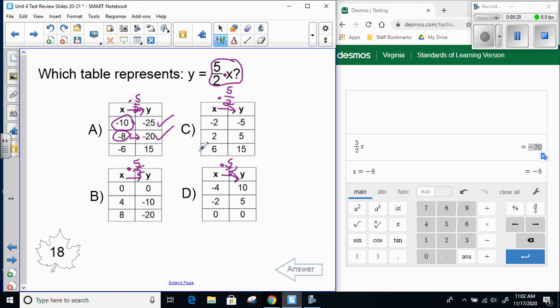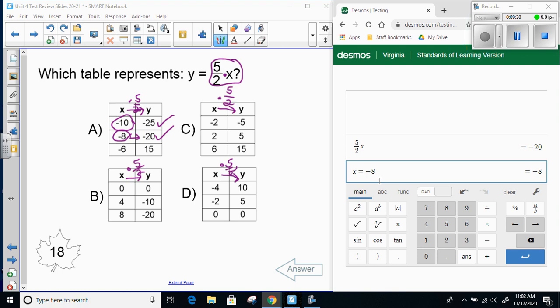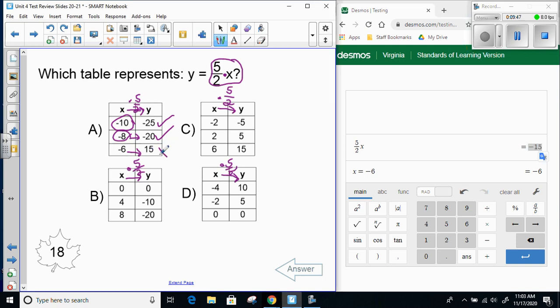So now I need to check my last x value from the table, which is -6. When x was -6 in the table, y should be +15 according to the table. When I plugged -6 into Desmos, Desmos is telling me that the answer is -15, and that is not a match. So A seemed like it was going to work. The first two were correct, but the last row did not work. So we need to eliminate choice A.